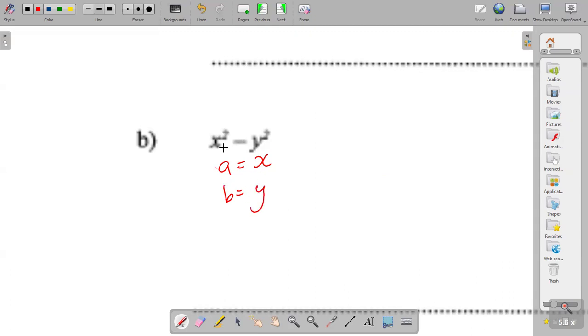Yep. Because remember, your A and your B are the base numbers. What is the base of x squared? X. What is the base of y squared? Y. How do I factorize the difference of squares? I literally said it earlier. It's going to be A plus B, A minus B. What is my A? X. So it's going to be x plus y and x minus y.